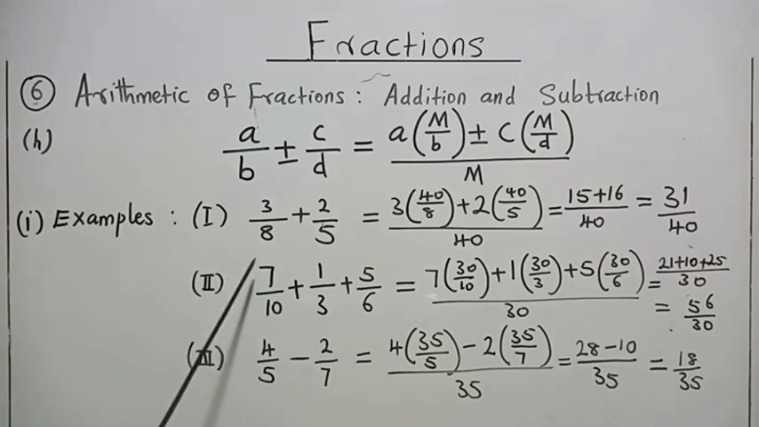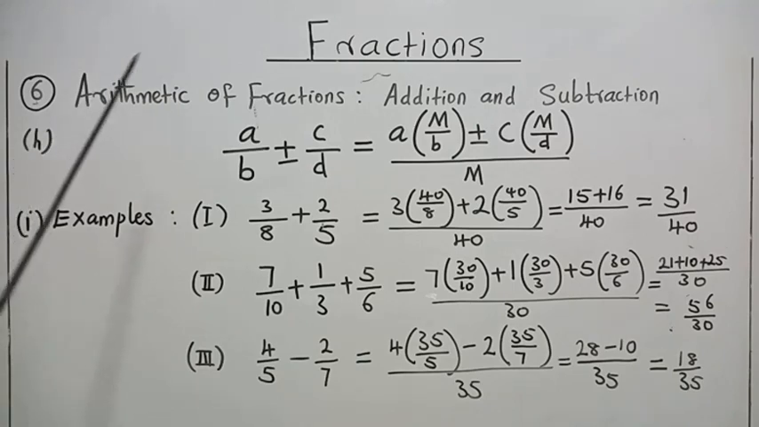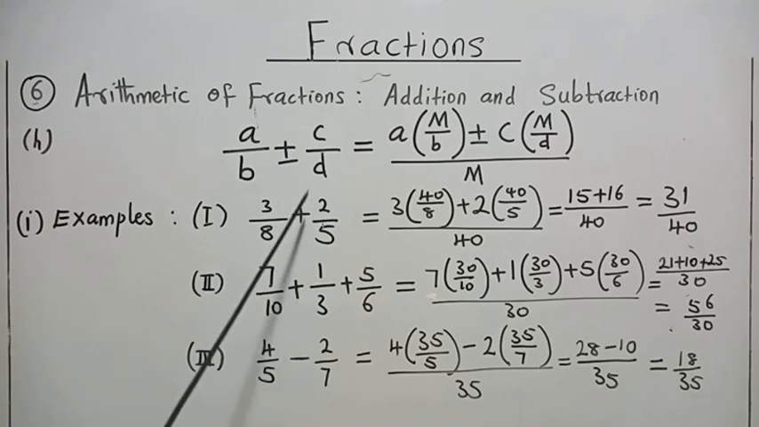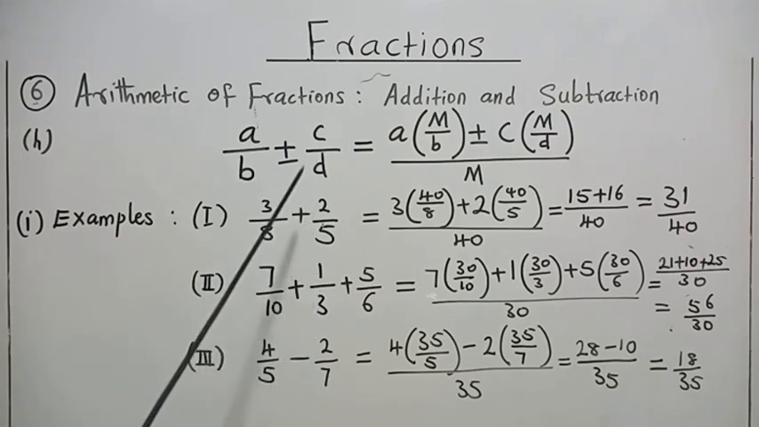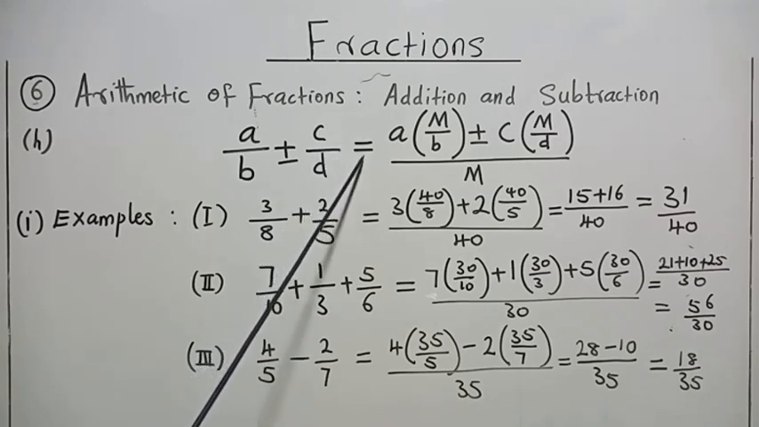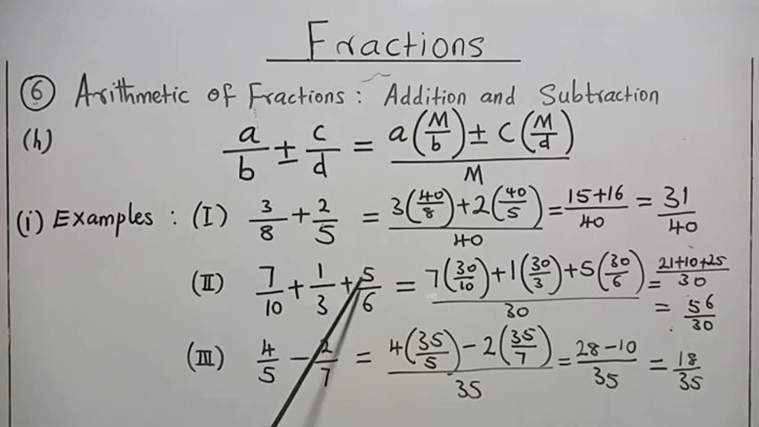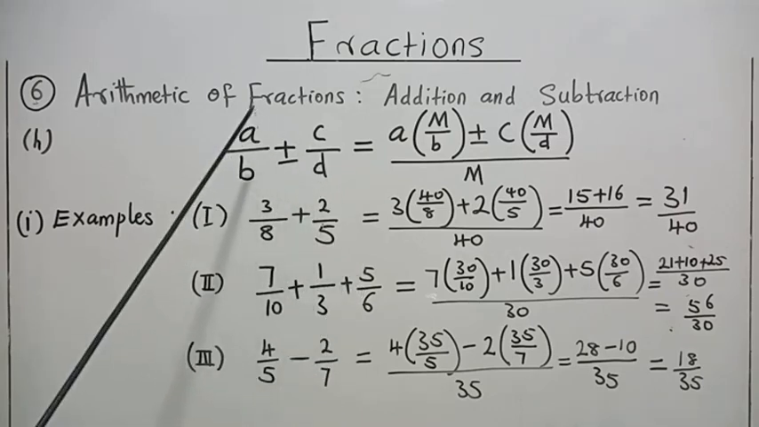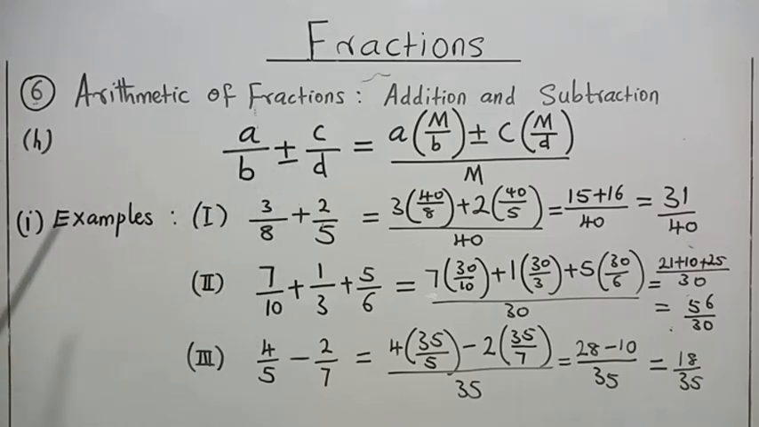Now let's have it: 7 over 10 plus 1 over 3 plus 5 over 6. Now, what is our A? Our A is 7, our B is 10, our C is 1, our D is 3. We can also have something like E over F, where E is 5 and F is 6, and so on and so forth. The fact that we have 2 here doesn't mean that 2 alone must be involved. Remember, that has been tested to be correct.